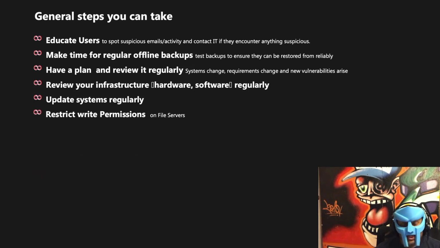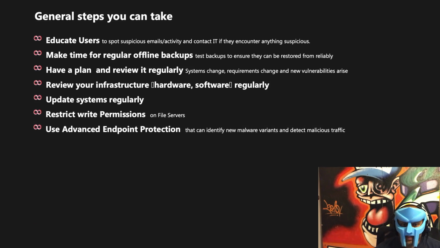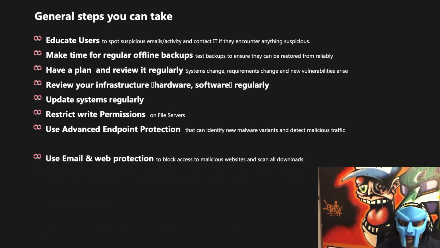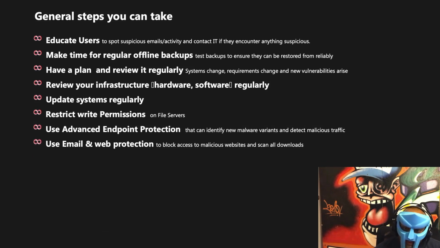Restrict write permissions, especially on things like file servers. Use advanced endpoint protection that can identify new malware variants and detect malicious traffic. Use email and web protection to block access to malicious websites and scan all downloads.